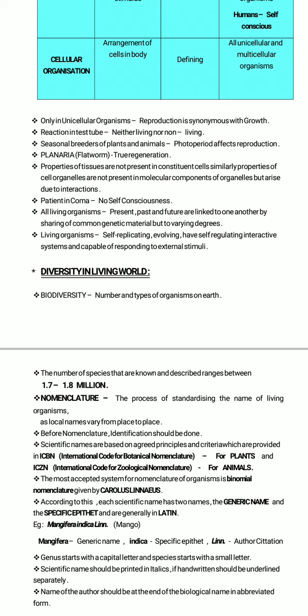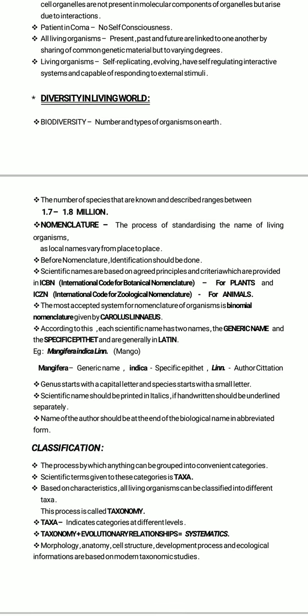Then diversity in the living world. Biodiversity means the number and type of organisms present on the earth. The number of species that are known and described ranges between 1.7 to 1.8 million. Nomenclature means the process of standardizing the names of living organisms all over the world, as local names vary from place to place. Before nomenclature, identification should be done for that particular living organism.